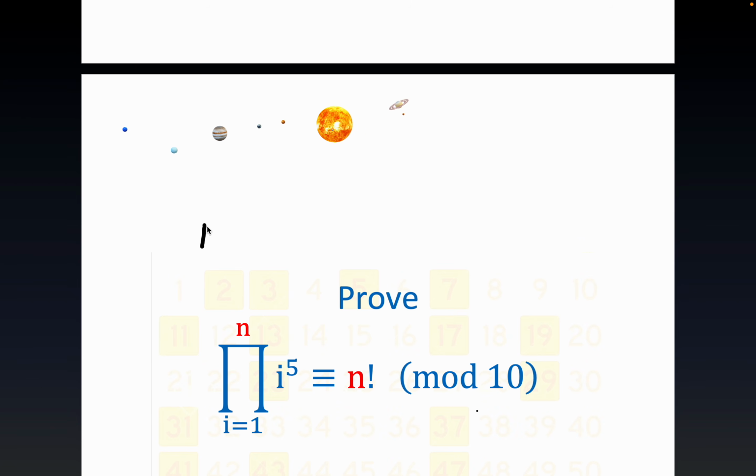Gosh, this factorial function pops up in the strangest locations.